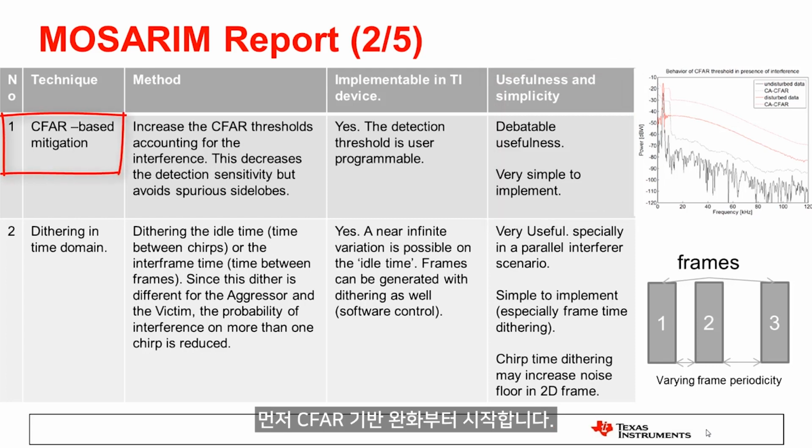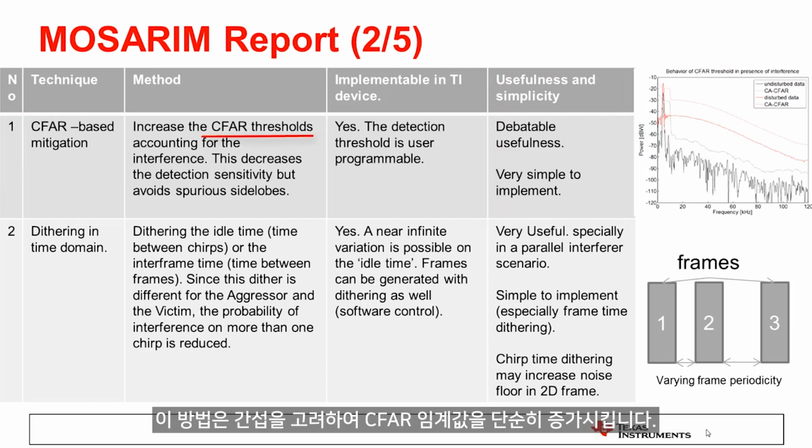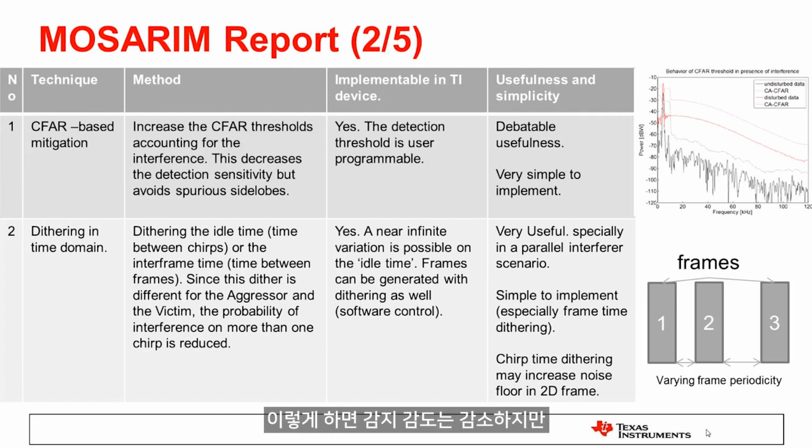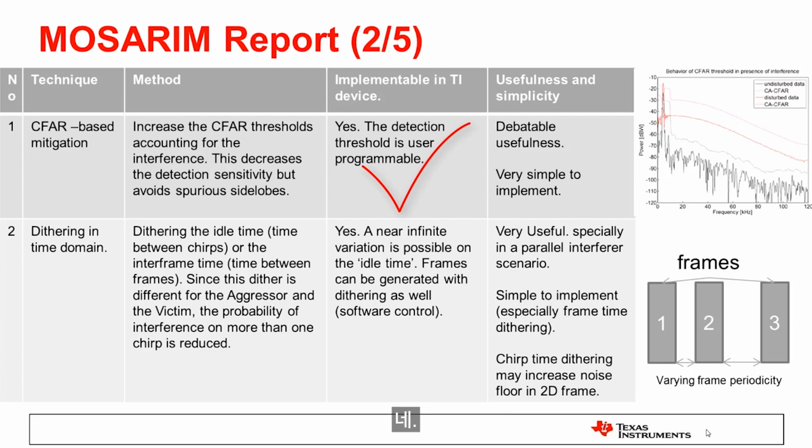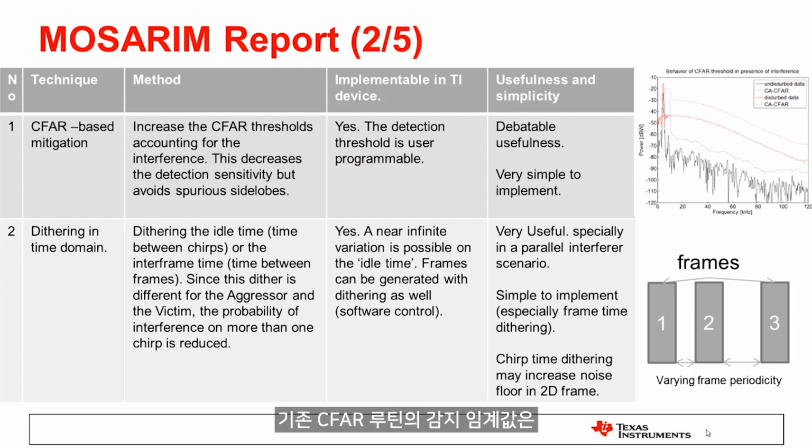We begin with CFAR-based mitigation. This method simply increases the CFAR threshold, accounting for interference. This decreases the detection sensitivity but avoids spurious side lobes. Is this implementable in a TI device? Yes. The detection threshold for all CFAR routines is user programmable. It is of debatable usefulness because of the decrease in detection sensitivity, but it is very simple to implement.